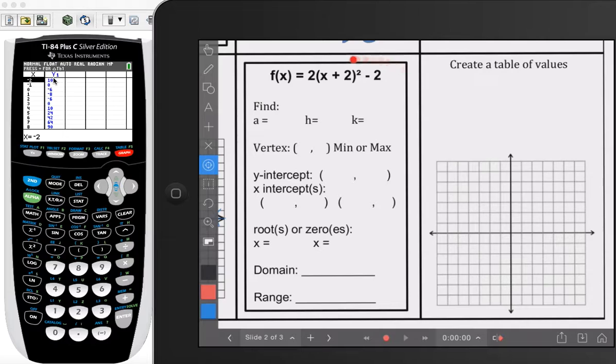This form is the vertex form. It's called the vertex form because you can get the vertex from the equation. a in this case is 2. It's the number in front, so that's a 2. Since it's positive, then I know my parabola is something that opens upward.